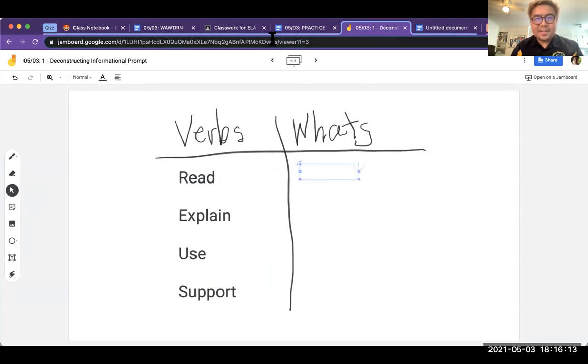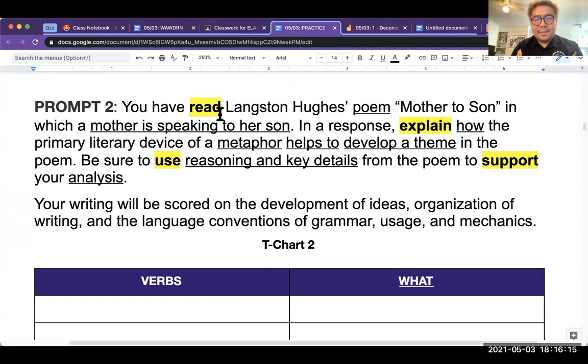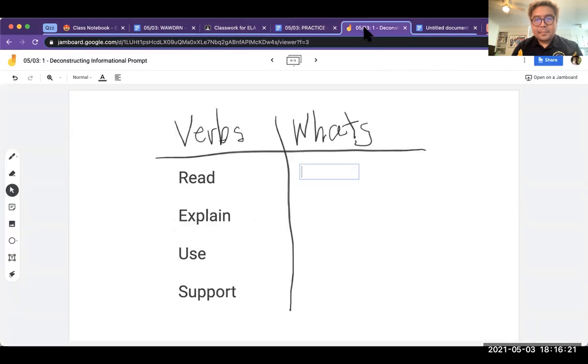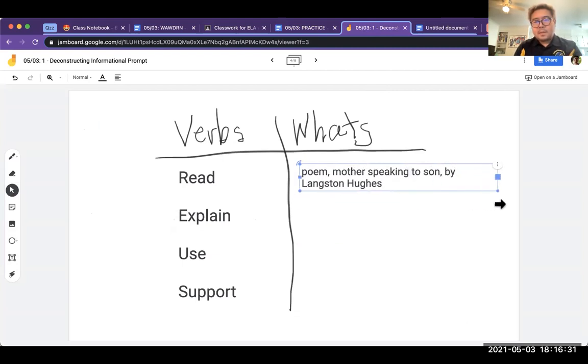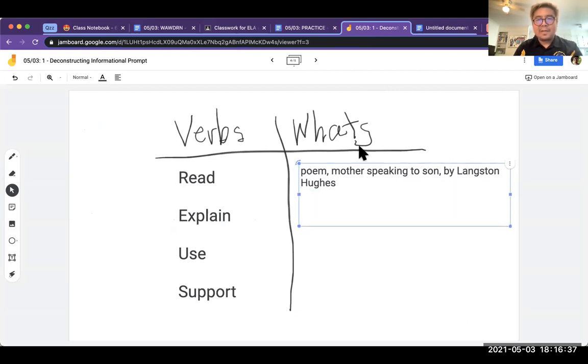What are the what's? I'm going to read a poem with a mother speaking to her son. If you want, you can put by Langston Hughes. Up to you. What's important is that it's a mother speaking to her son. And it's a poem. What do we have to explain?